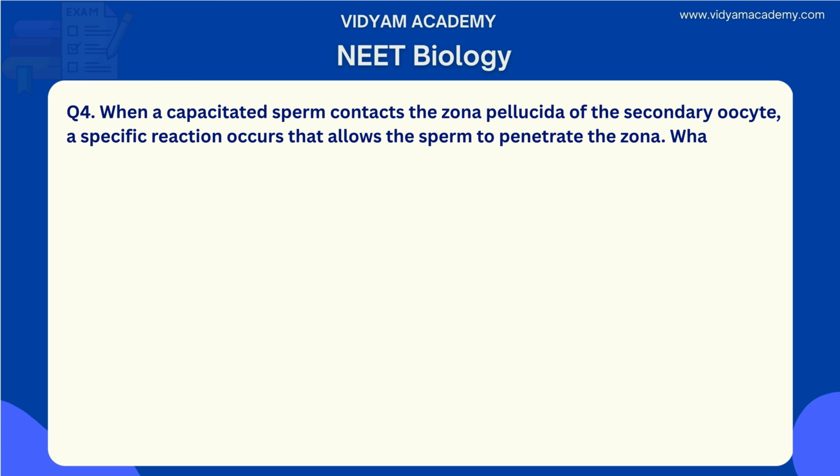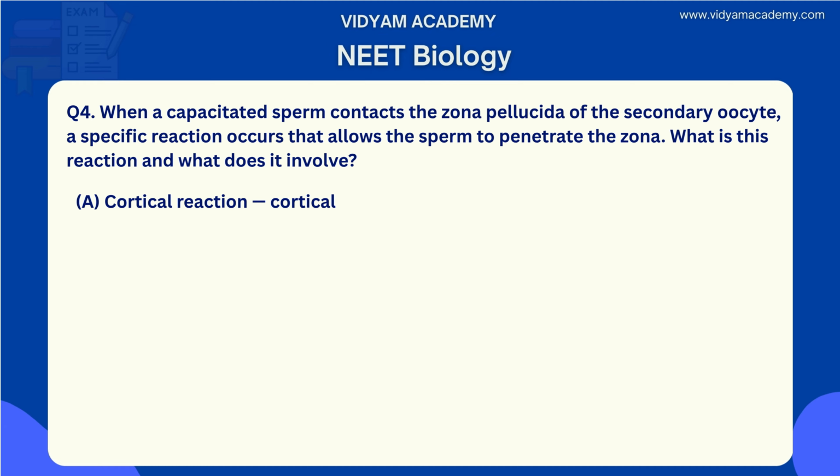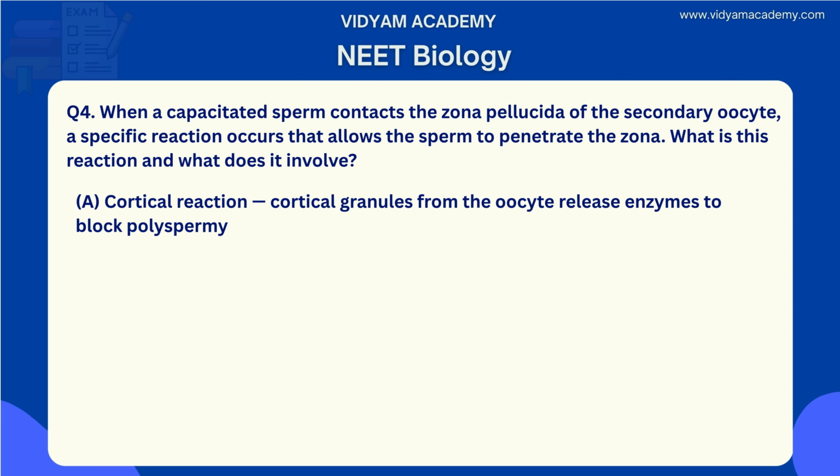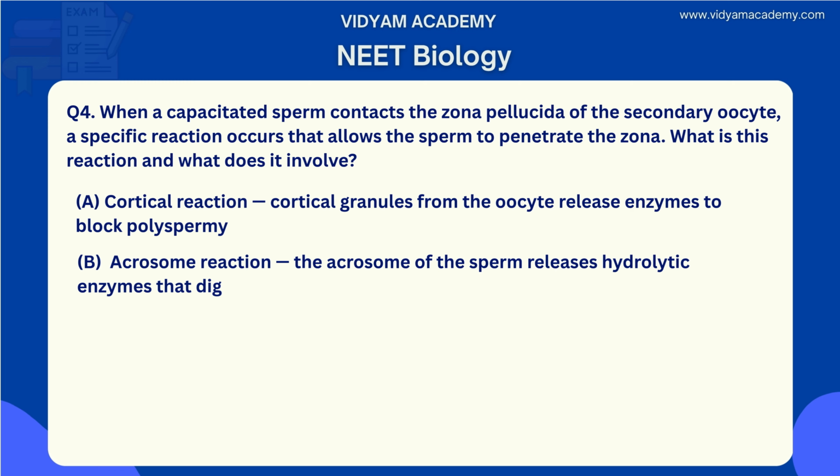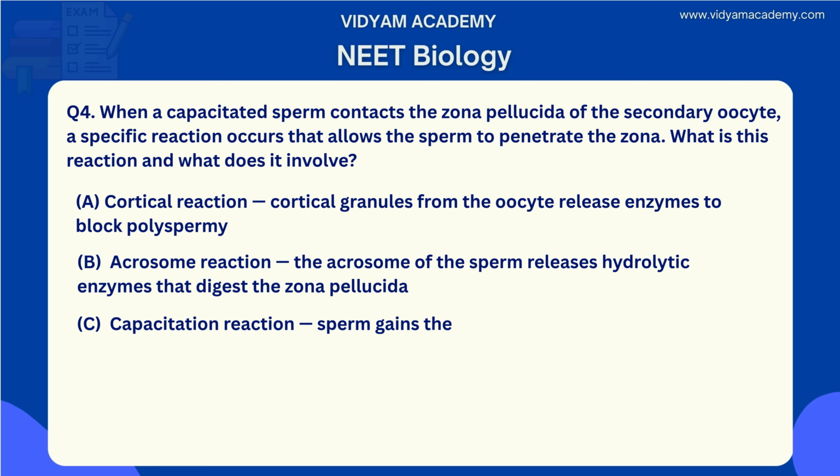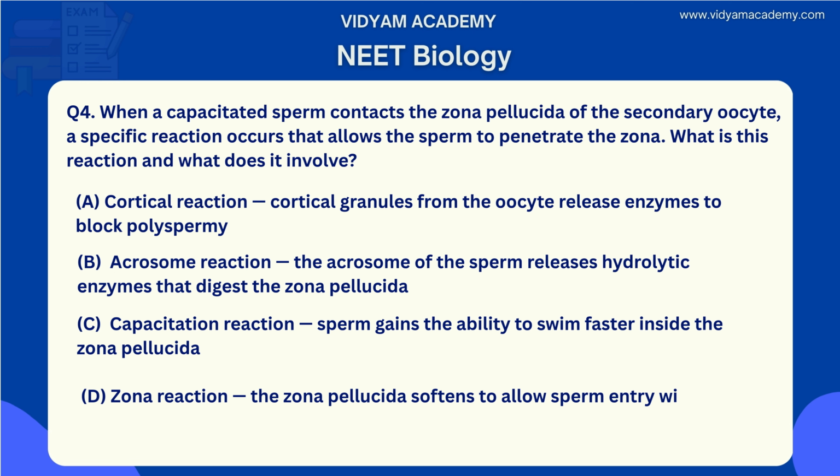When a capacitated sperm contacts the zona pellucida of the secondary oocyte, a specific reaction occurs that allows the sperm to penetrate the zona. What is the reaction and what does it involve? Option A, cortical reaction. Cortical granules from the oocyte release enzymes to block polyspermy. Option B, acrosome reaction. The acrosome of the sperm releases hydrolytic enzymes that digest the zona pellucida. Option C, capacitation reaction. Sperm gains the ability to swim faster inside the zona pellucida. Option D, zona reaction. The zona pellucida softens to allow sperm entry without enzyme action.